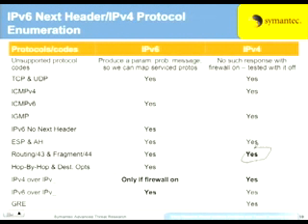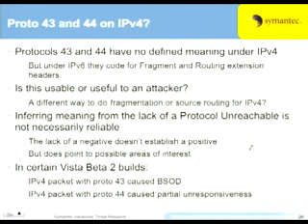But one surprising thing, though, is that right here, protocol 43 and 44 showed up as available over IPv4. And that's weird because those don't have any defined meaning under IPv4. For IPv6, they're fragment and routing.